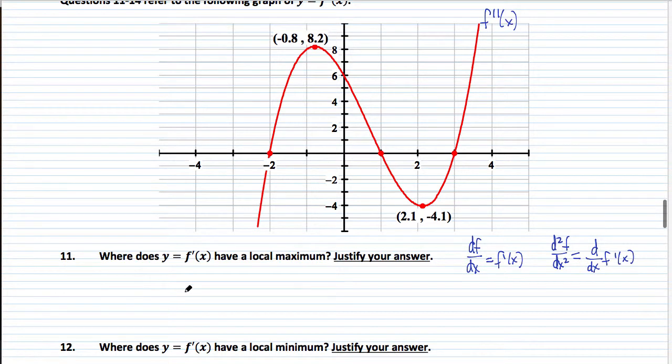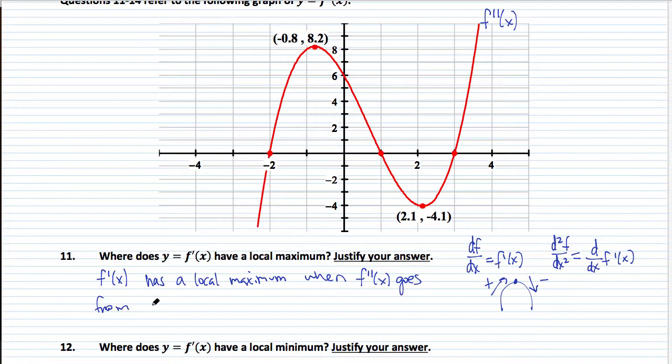So when would something have a local maximum? Well, just like the problems we did earlier in this homework, f prime of x will have a maximum when the slope goes from positive to negative, right? So we have this thing going on. We have a positive slope and then a negative slope. And this right here is our maximum. So we're increasing and then we're decreasing. So when f double prime of x goes from positive to negative, that's when we have a local maximum.